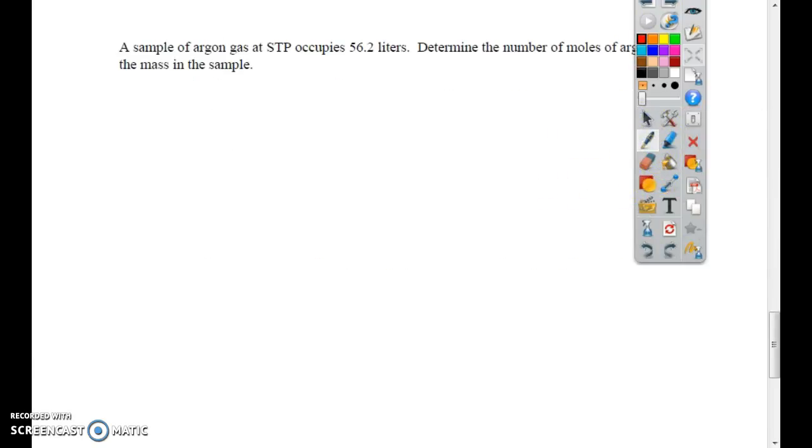All right, last one. A sample of argon gas at STP occupies 56.2 liters. Determine the number of moles of argon and the mass of the sample. All right, now STP is telling us a couple things, standard temperature and pressure. So that's 273 Kelvin and 1 atmosphere. So now we have pressure, temperature, volume, and it's asking for moles. And it wants us to know the mass of the sample.